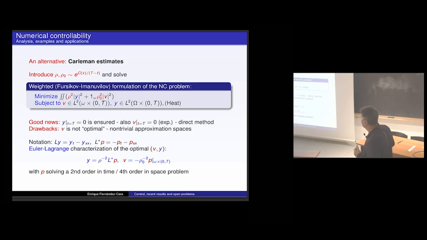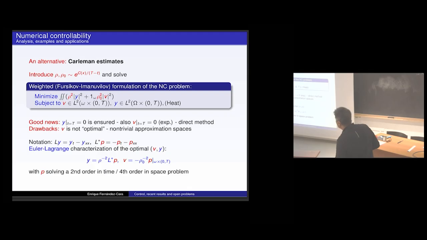This is the alternative. So the task consists in proving that it is possible to solve this problem. This was done by Fursikov, Imanuvilov, and other people some years ago, and to find a good numerical method able to approximate properly this problem, okay? Let me say what can be done.